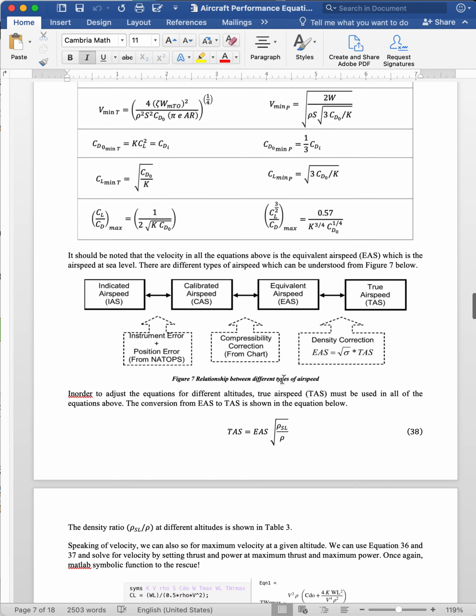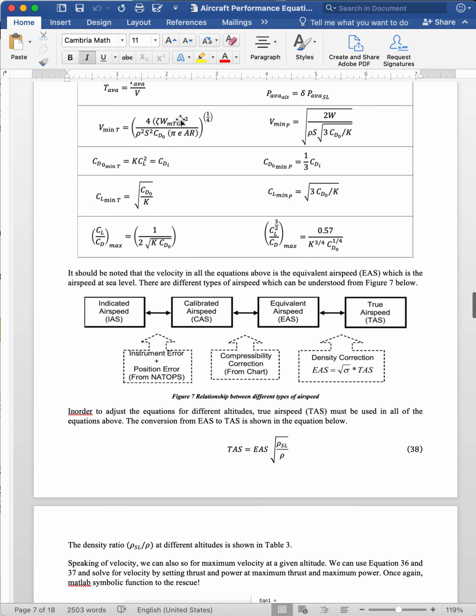All right. Again, all of the velocity in these equations is what is called the equivalent airspeed, EAS, right? Which is the airspeed at sea level. Well, if you're flying at an altitude, if you recall from the International Standard Atmosphere, your density goes down as you go up in altitude, and therefore your dynamic pressure changes, the static pressure changes.